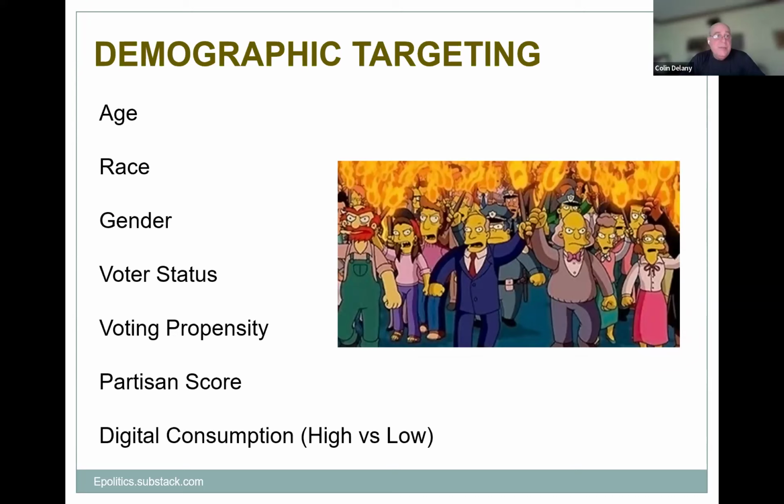I might target Black women over 40 with a particular piece of content, a particular ad, maybe a messenger that I think is going to resonate particularly well with them. May target over 40 with one ad and then target people under 30 with a different ad. You can, again, use gender, voter status, being registered versus non-registered, voting propensity.